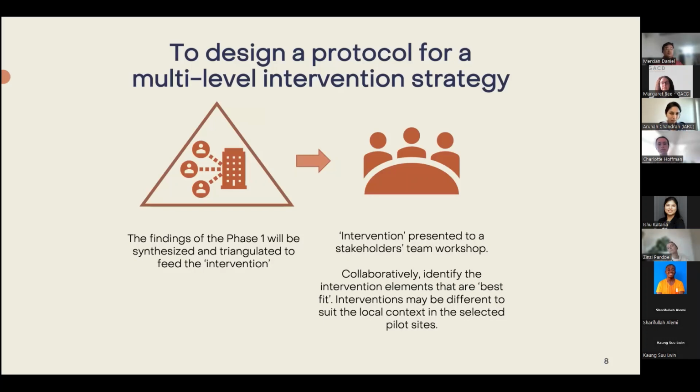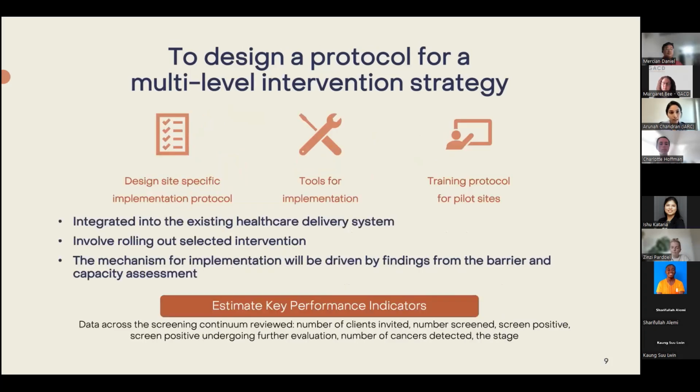We don't anticipate that we will implement a similar intervention even in the 3 states. We aim to design site-specific implementation tools, the implementation protocols and the training protocols, and hope to integrate them into the existing health system.